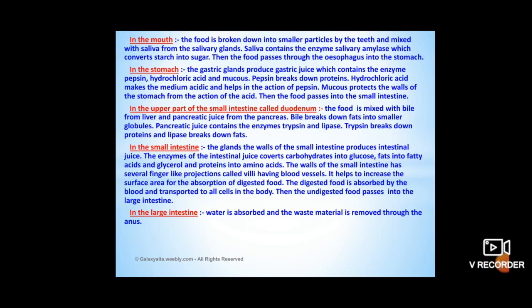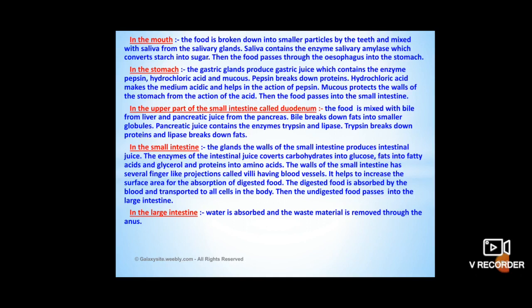Then, after the proper breakdown of food particles in the mouth with the help of the teeth, that is, when we start chewing, the hard food particles are broken down into smaller food particles. Apart from that breakdown, there is an enzyme secreted by the glands we call salivary glands. This enzyme is called salivary amylase.